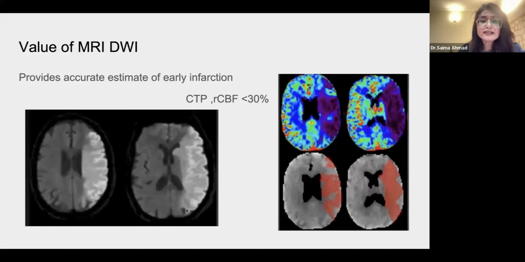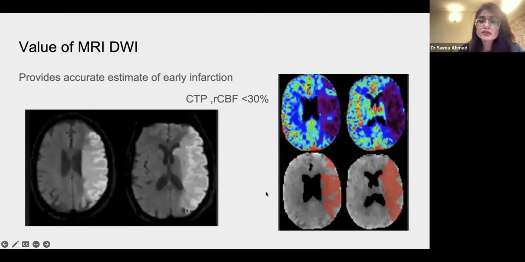What we do is that when we go for the MRI, we see that there is a large penumbra, the perfusion deficit is seen here involving the left MCA territory. And if we do the CT perfusion, you can see that there is also a large penumbra here, and the relative cerebral blood flow is less than 30% for the ischemic core.